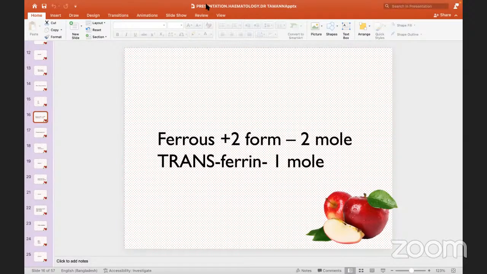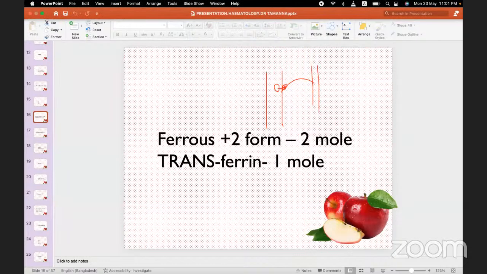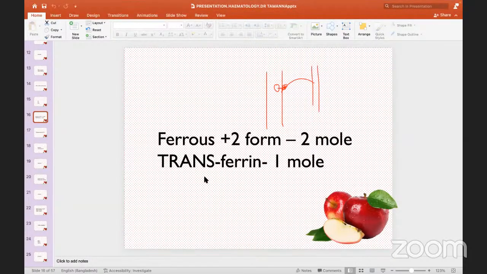So remember, suppose this is our intestine, and you eat an iron molecule or some food. It will go into the enterocyte. This site is called enterocyte. And then it will go to the blood vessel, right? So who will carry this ferrous iron? This name is transferrin. How can you remember this transferrin?